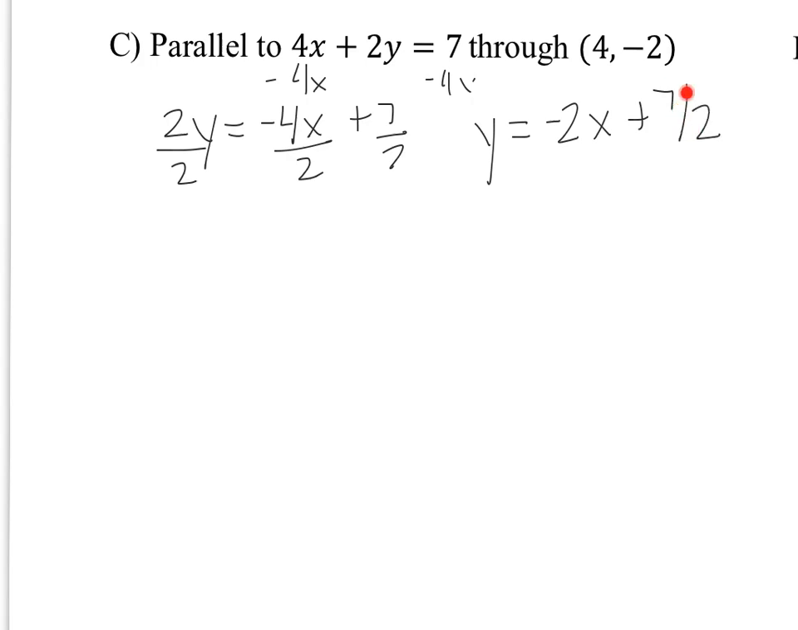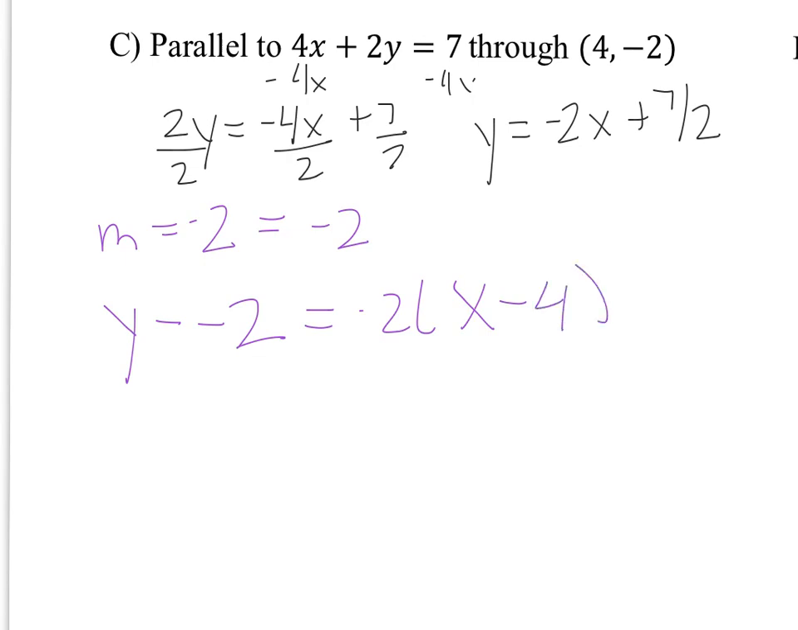I don't care about this. Even though this looks like, oh, icky, I don't care about this. The only reason I'm doing this is so I can have my slope. My slope here is -2, and when it's parallel, it's going to be the same. So again, I use my point slope form, y minus y1 equals my slope, x minus x1.